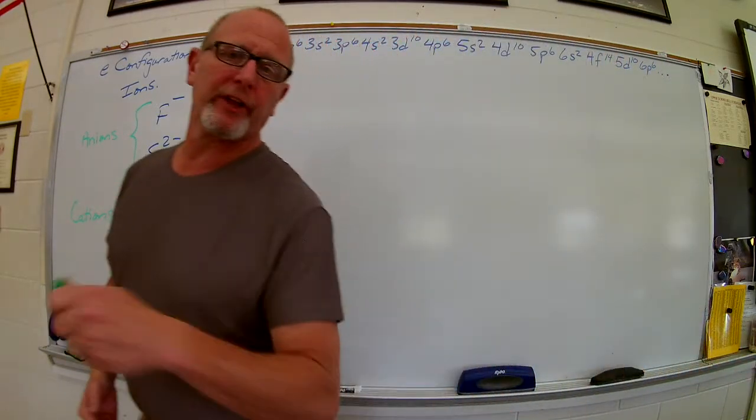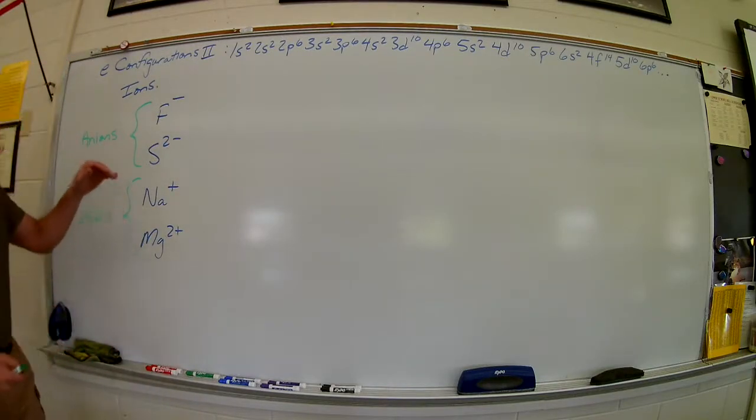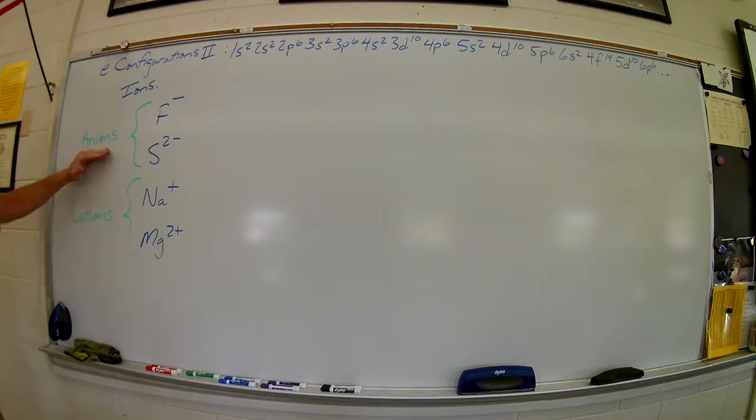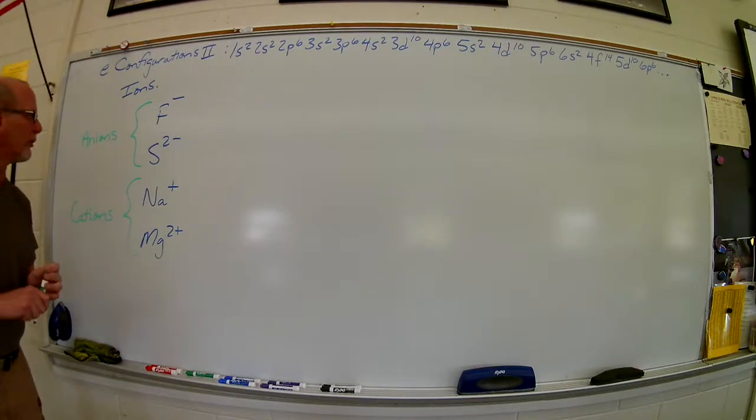Another one in our series of electron configurations. This time we're going to fill them for ions. We have two different types of ions. We have negative ions, those are called anions. We have positive ions, those are called cations. I'm going to do 4 examples for you here, 2 negative and 2 positive.